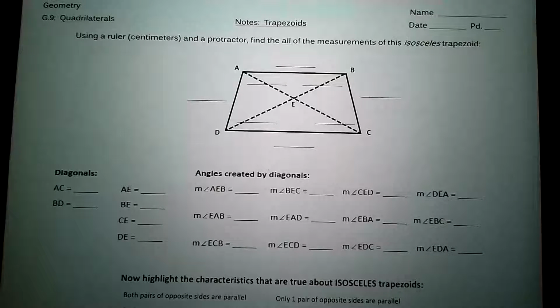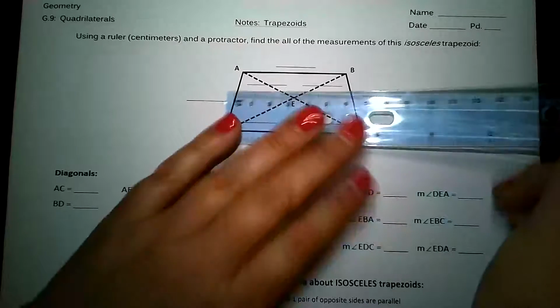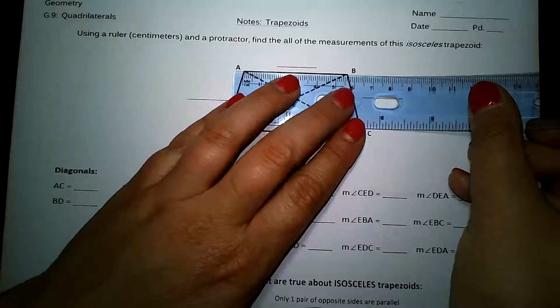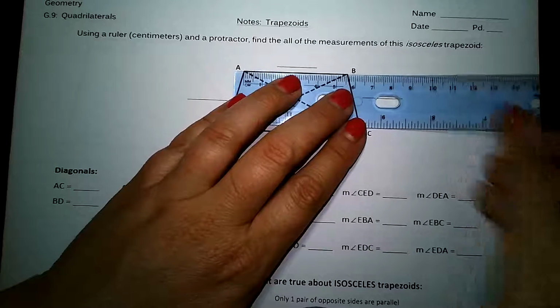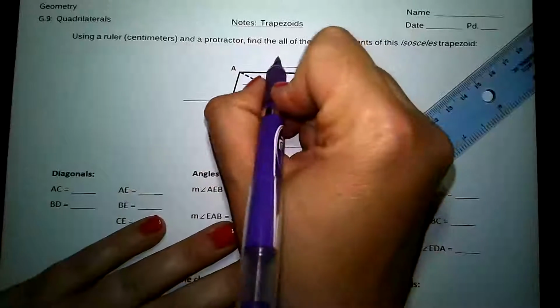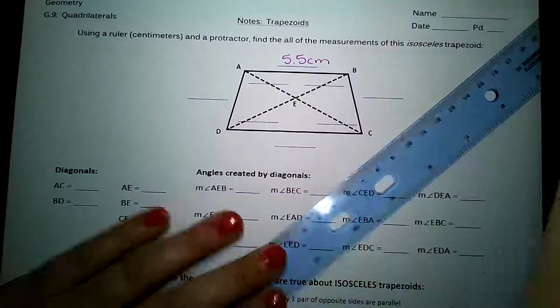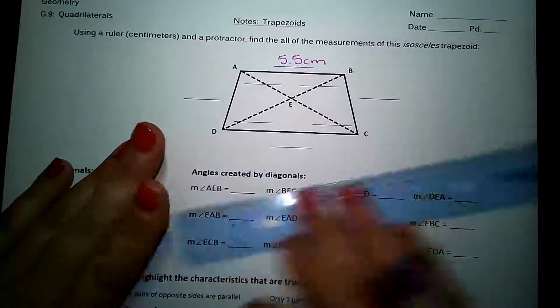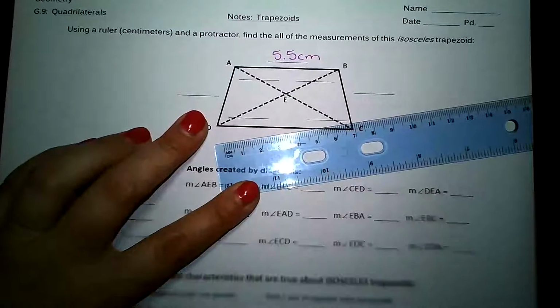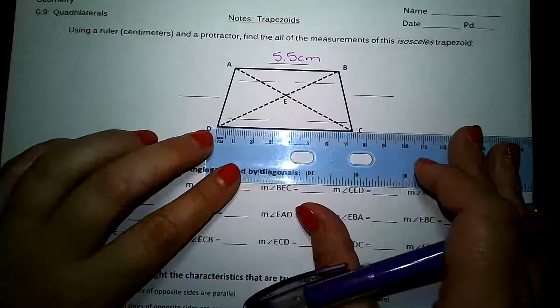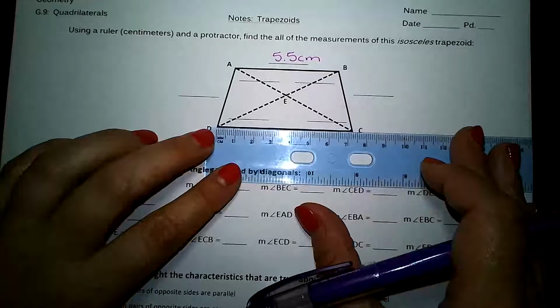All right, got my ruler handy. I'm working on the centimeter side. Let's start with our exterior measures. I measure A to B. I'm looking at 5.5 centimeters. If I measure D to C, I'm looking at like 7.2.